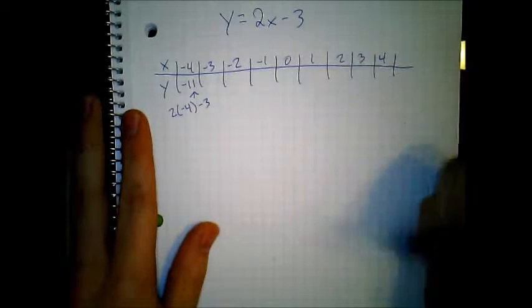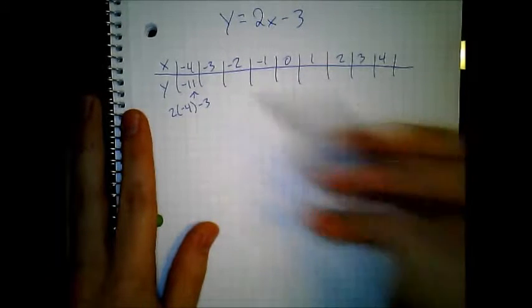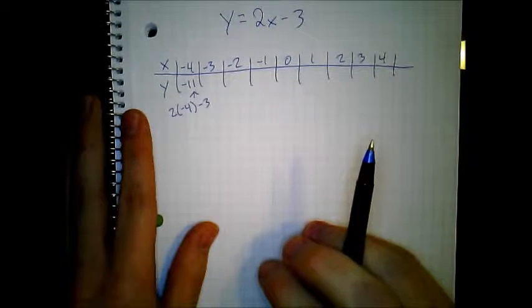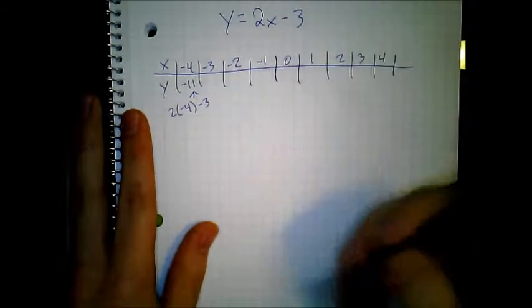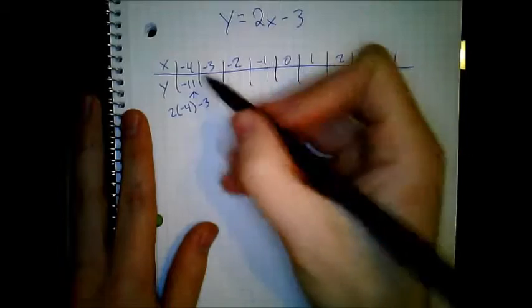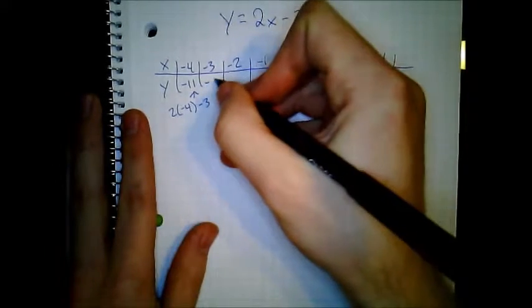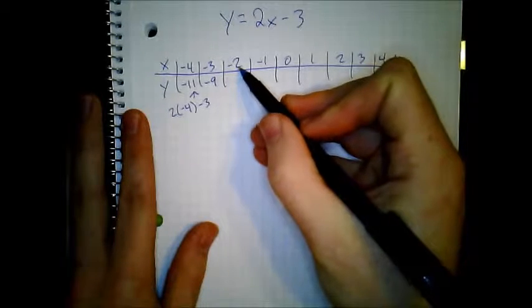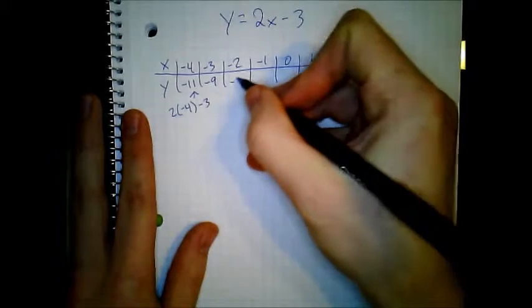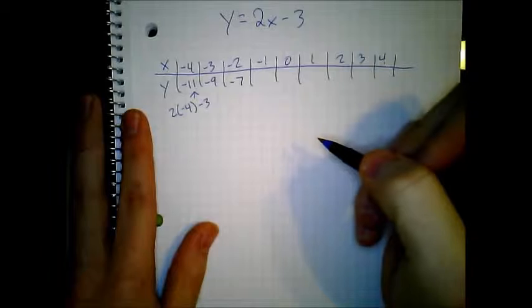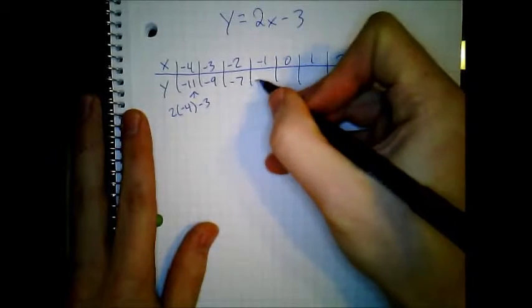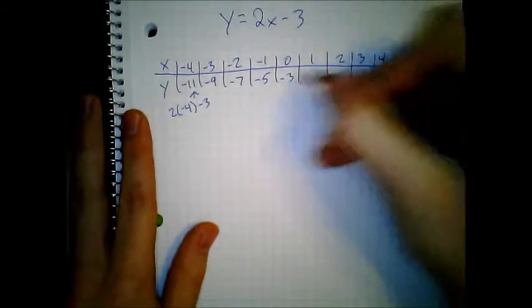And we're going to do the same for the rest of these. So if you want to, you could press pause, try and fill in the rest of the table, then press play, and you could check your work with what I did. So same thing, 2 times -3 is -6, minus 3 is -9. 2 times -2 is -4, minus 3 is -7. 2 times -1 is -2, minus 3 is -5, and so on throughout the table.